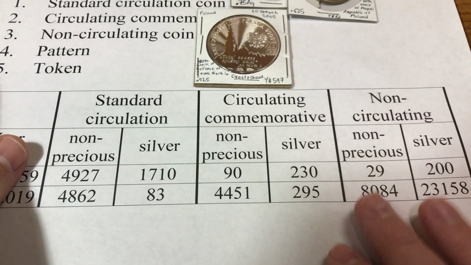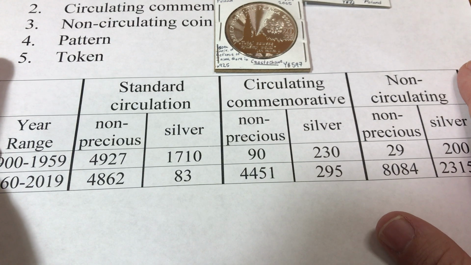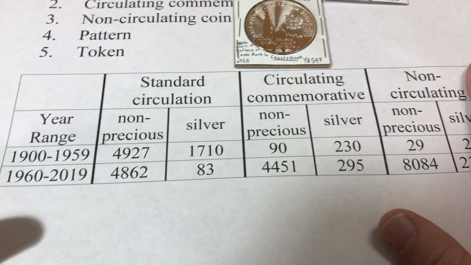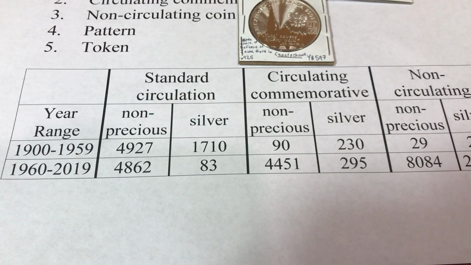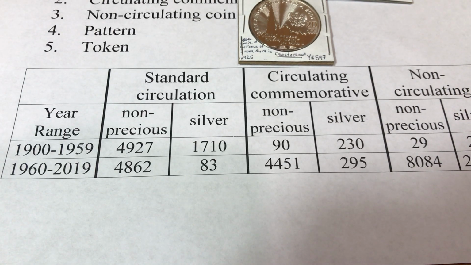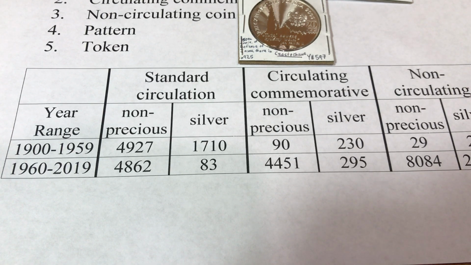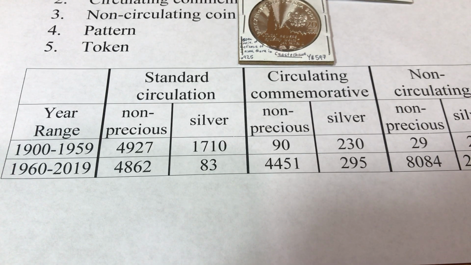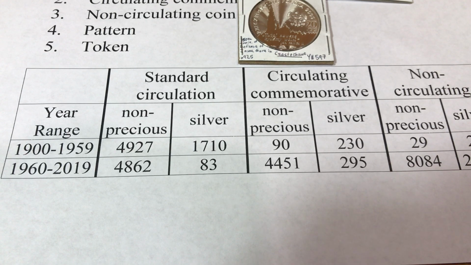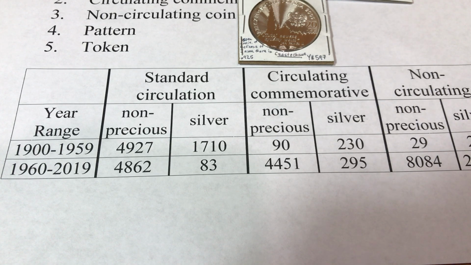Now I've broken this table down in the way that I collect coins, and I came up with a period of time: the 20th century plus the first 20 years of the 21st century, so that was 120 years, and I broke it in half. The first half is 1900 to 1959, and the second half is 1960 to 2019. These time periods work quite well for what I'm trying to show today because they correlate pretty well with when countries stopped using silver for circulating coinage.